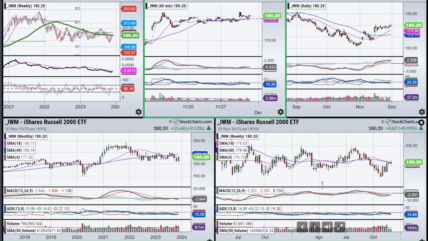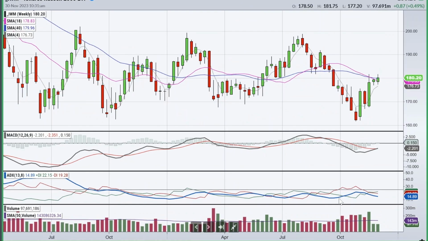All right, let's look at the IWM, which is the other end of the spectrum. Not only are we not breaking out, we haven't been able to get through the 18 and the 40 and this 180 level, which has kind of been the balance point of this whole move.